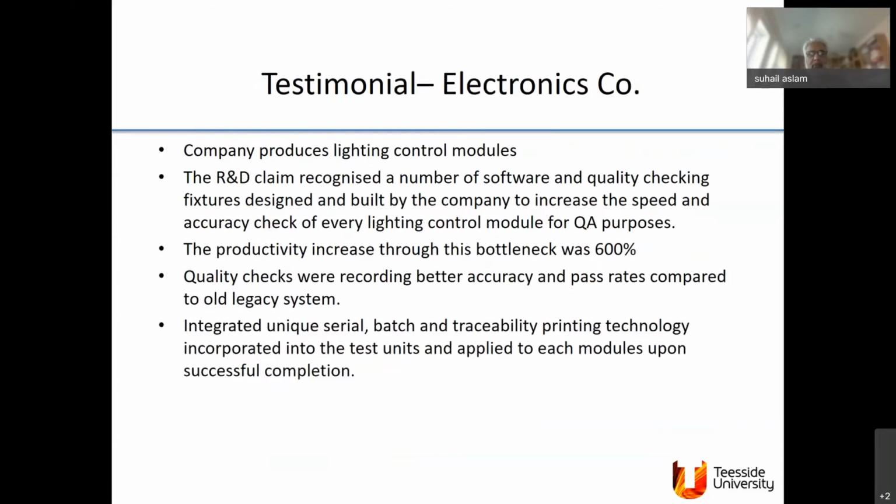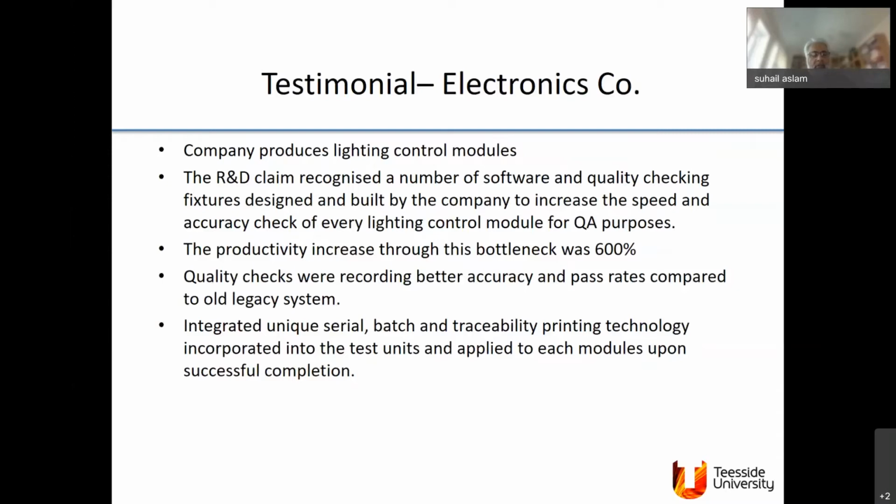The third testimonial was an electronics company which didn't want to be named. They produce lighting control modules, and the R&D claim consisted of a number of software and quality checking fixtures that they had designed to address a bottleneck issue. That bottleneck was causing major delays and inefficiencies in their process. The development of this software and checking procedure to quality assure the product meant that the bottleneck has been removed, and the increase in productivity is now at 600%.